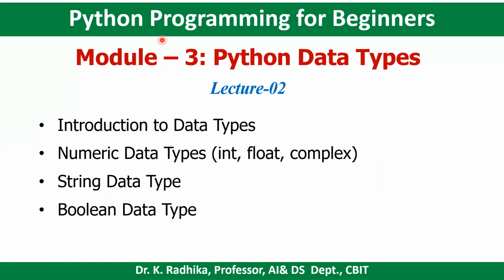Hello all, welcome to lecture 2 of Python Data Types, Module 3 of the course Python Programming for Beginners. In this lecture, we will be discussing an introduction to data types, numeric data types that include integer, floating point numbers and complex data type, followed by string and Boolean data types. Let us begin with the introduction of data types in Python.